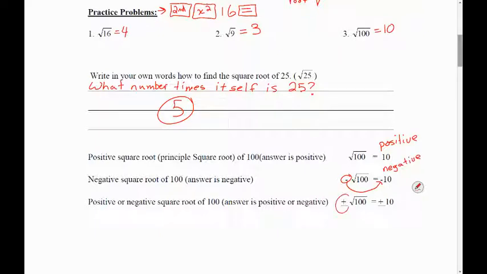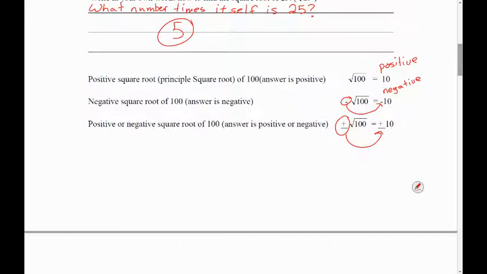Or sometimes it has this sign out in front, which again, we would move it over to our answer, and that stands for the positive or the negative answer. And so that would either be positive 10 or negative 10. But most people just go ahead and write that as it's written right there.